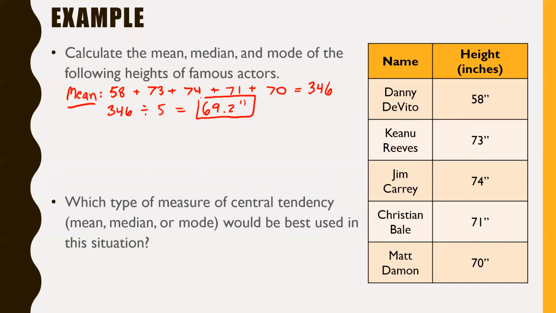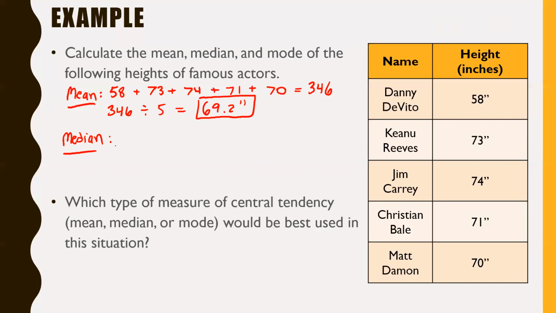So that would be the mean average height of these 5 people. Let's see how this compares now to the median and the mode. If we look for the median, it is the middle number if you listed these from least to greatest.